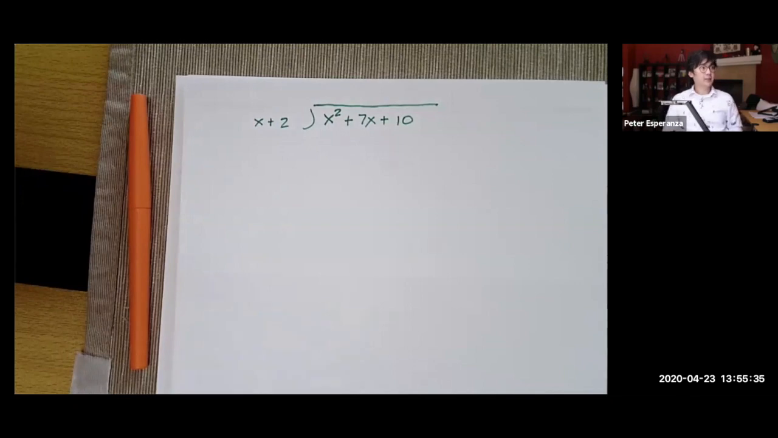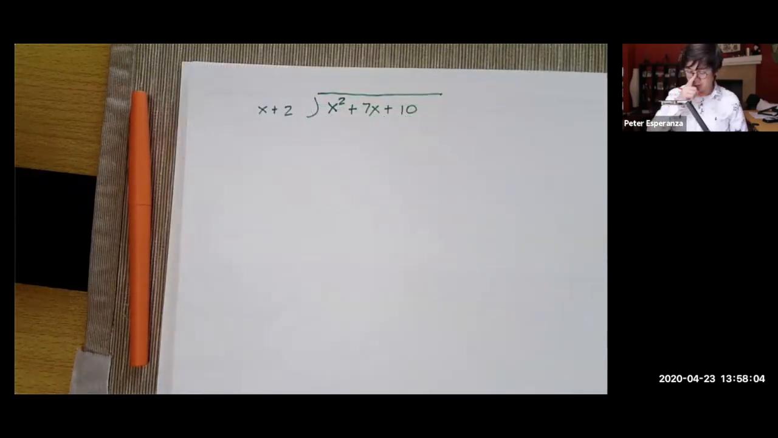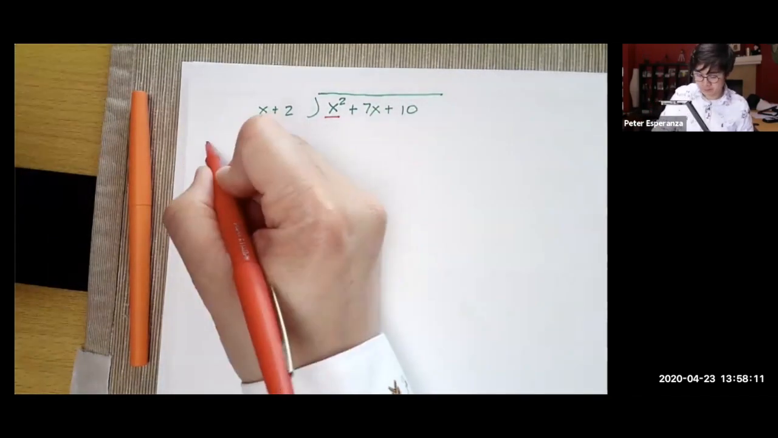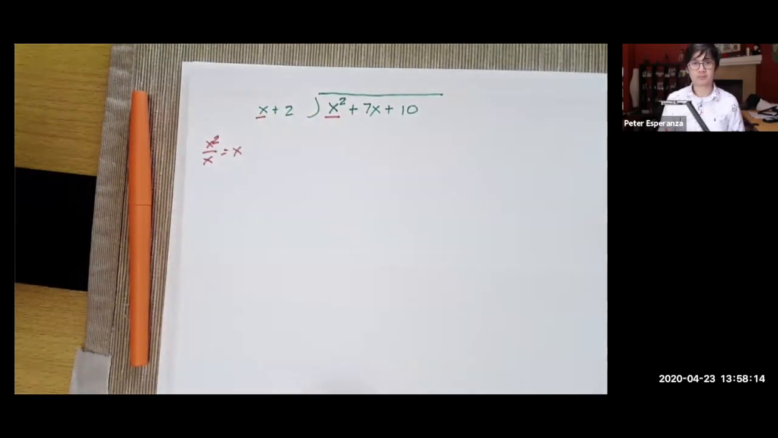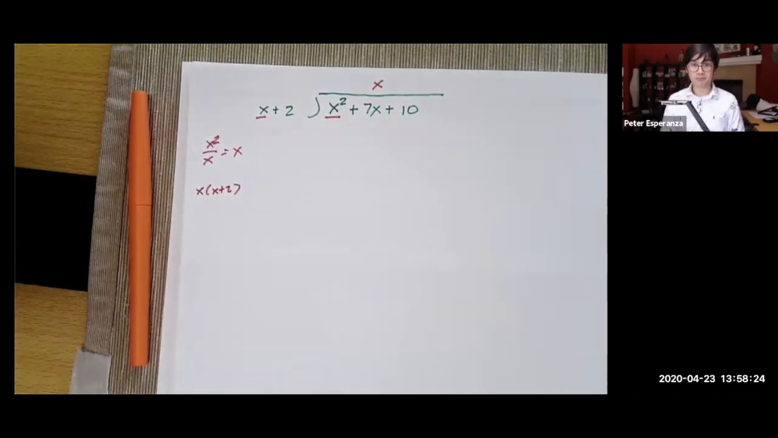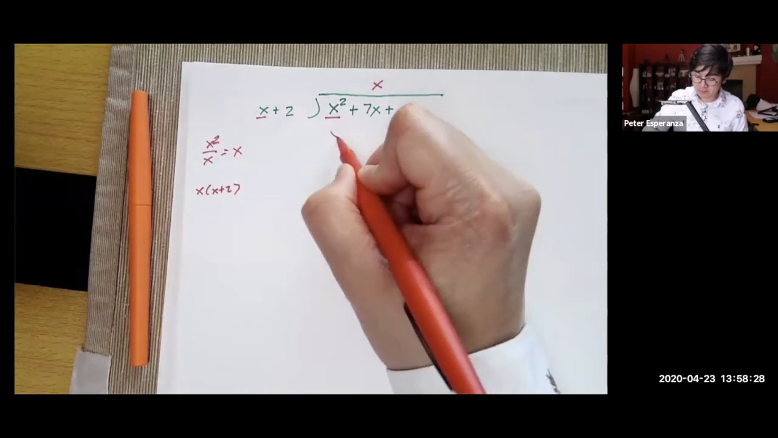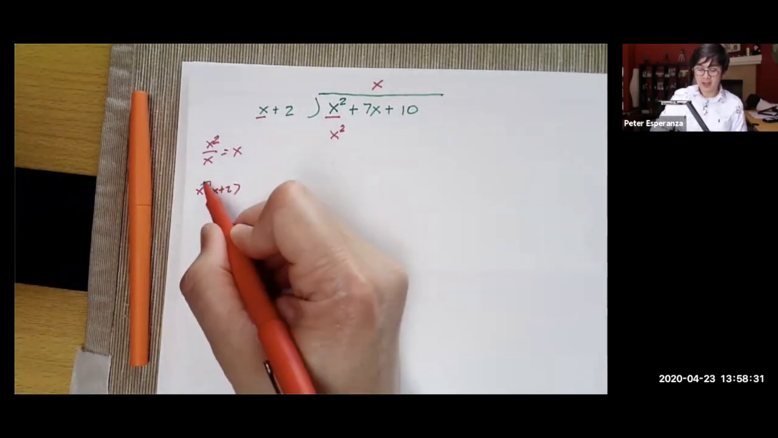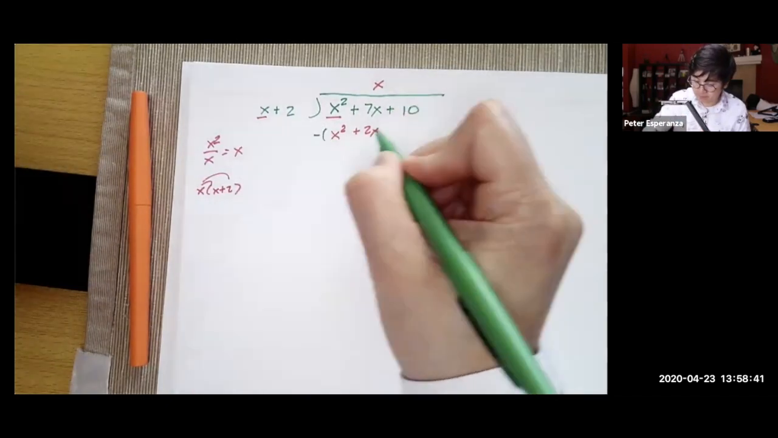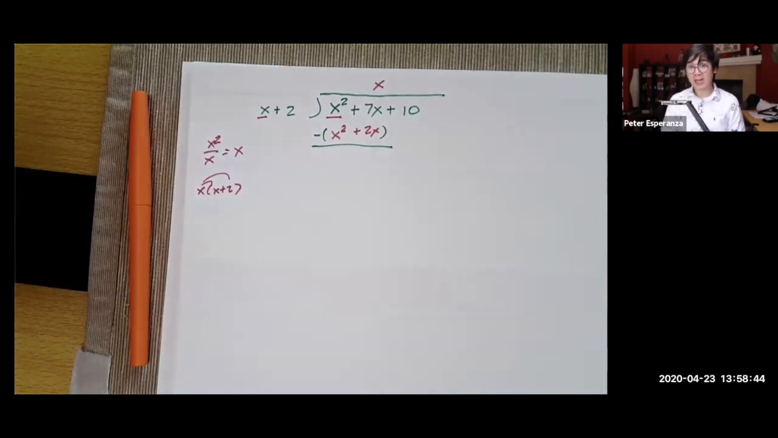Okay. Try that one. All right, everybody. Always be systematic. This and this. Then this. And then you multiply it out to x plus 2. X times x. X times 2. And then you are going to subtract it. And we know that when we are subtracting, we're distributing our negative to our polynomial.